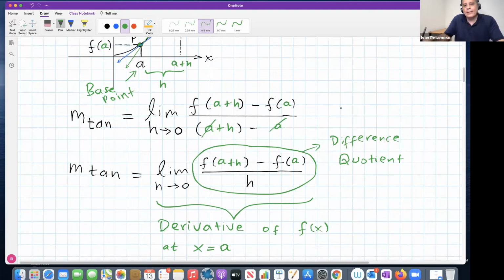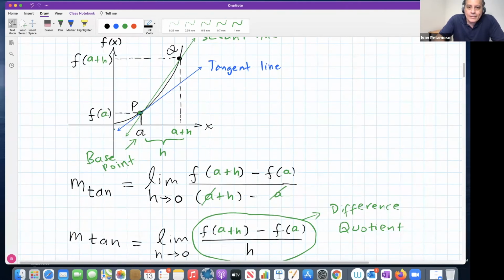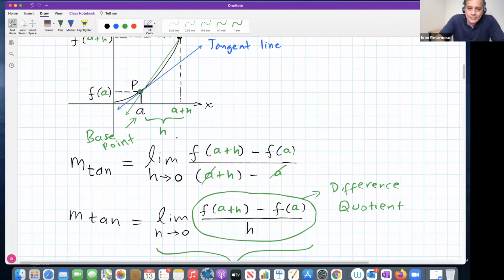Very good. Okay, the derivative is the limit of the difference quotient. And it's equal, geometrically speaking, to the slope of the tangent line, right? It's equal to the slope of the tangent line, geometrically speaking.